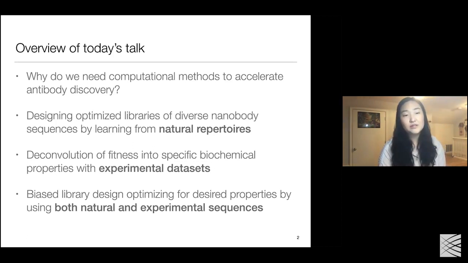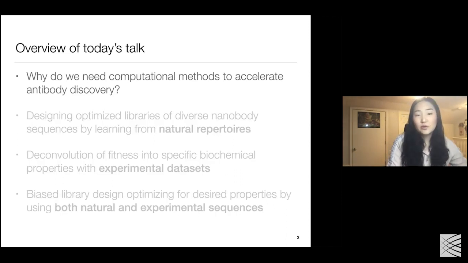on deconvolving fitness into specific biochemical properties with experimental data sets. And then finally, I'll end with a brief teaser on the work that we are actively developing right now on biased library design for optimizing for desired properties by using both natural and experimental sequences. And so let's just start with why we need computational methods.